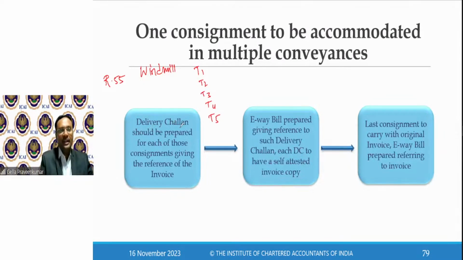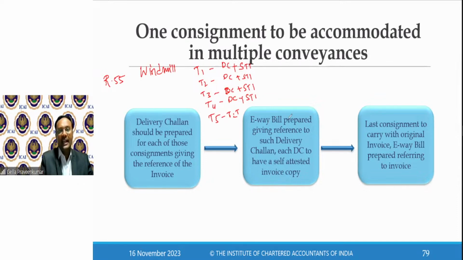What they say is, a delivery challan should be prepared for each of those consignments giving the reference of the invoice. So for truck 1, delivery challan, truck 2, delivery challan, truck 3, delivery challan, truck 4, delivery challan, and truck 5 alone carries the original tax invoice, along with delivery challan and a self-certified tax invoice for each.